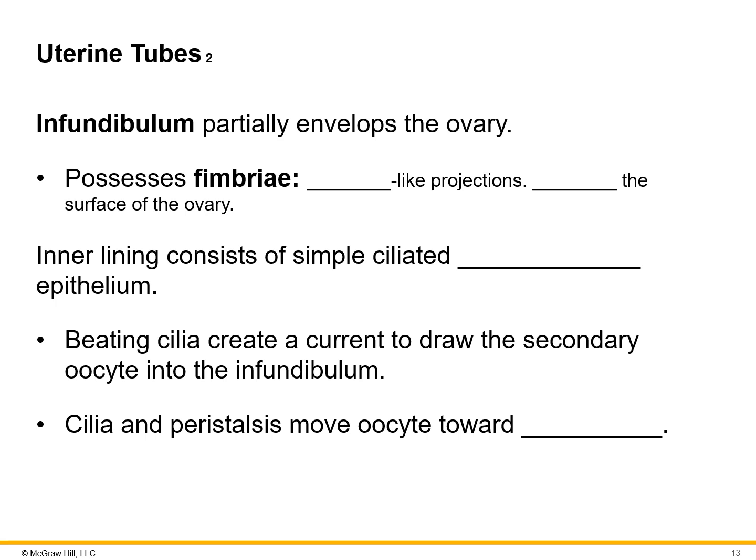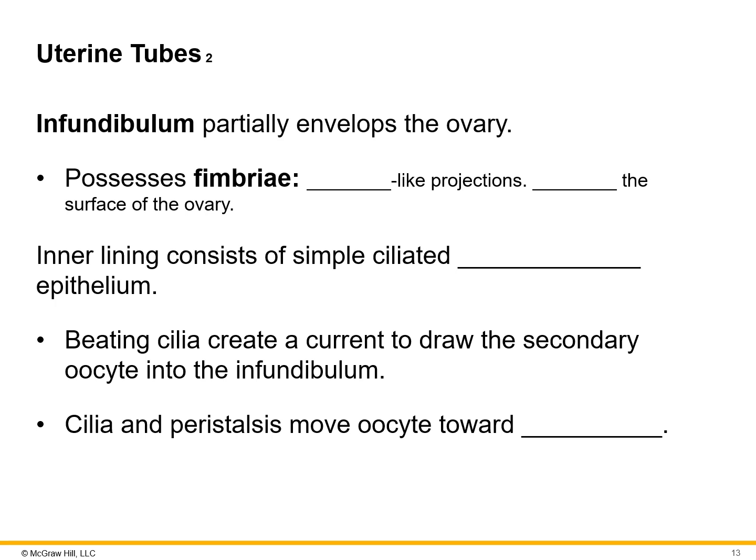It's also going to possess something called fimbriae. So fimbriae are finger-like projections or processes, and they are going to sweep the surface of the ovary as the egg is coming out. These fimbriae are going to kind of sweep that egg into the tube so that way we can have fertilization and implantation. And I would highlight what the fimbriae are.